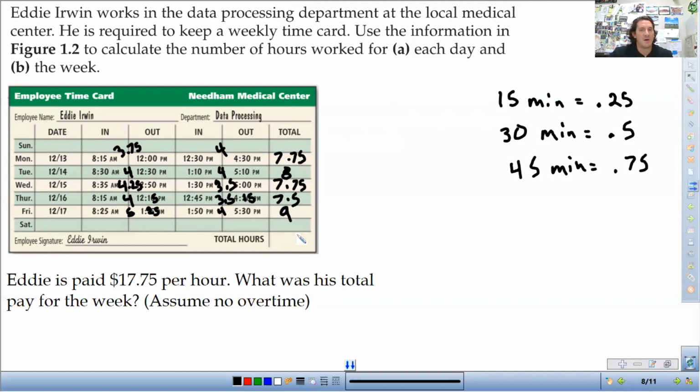So we add this all up. 7.75 plus 8 plus 7.75 plus 7.5 plus 9 is equal to 40 hours total. And then to figure out his pay for the week, do 40 times 17.75, his hourly rate. And we're just going to assume he's not making overtime.